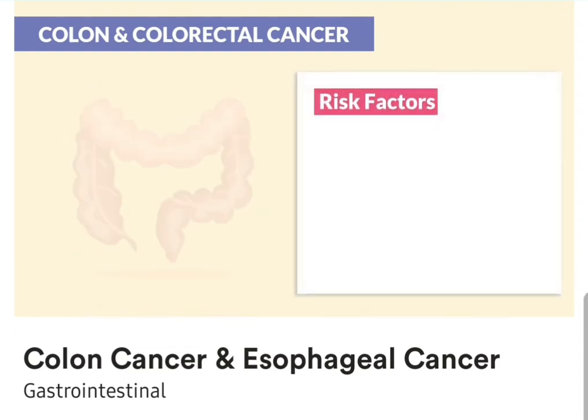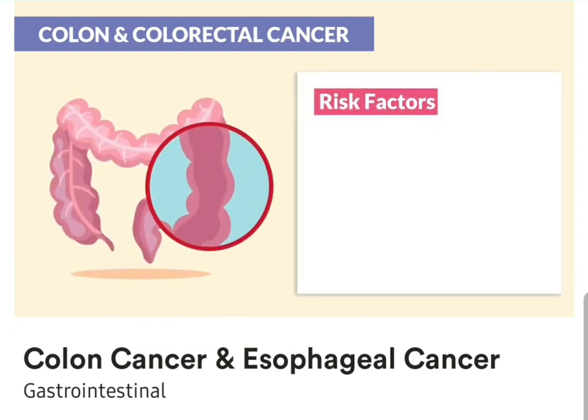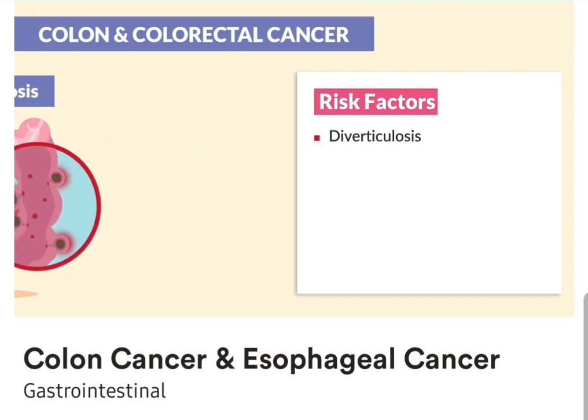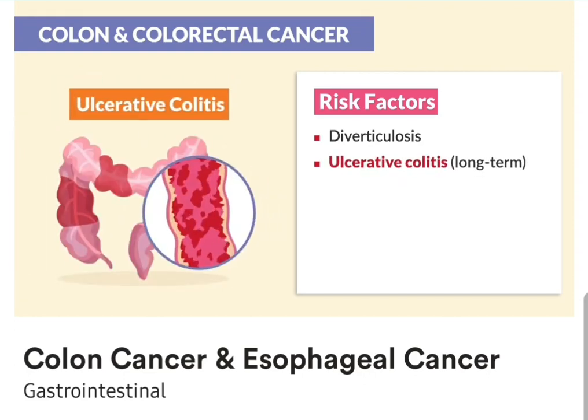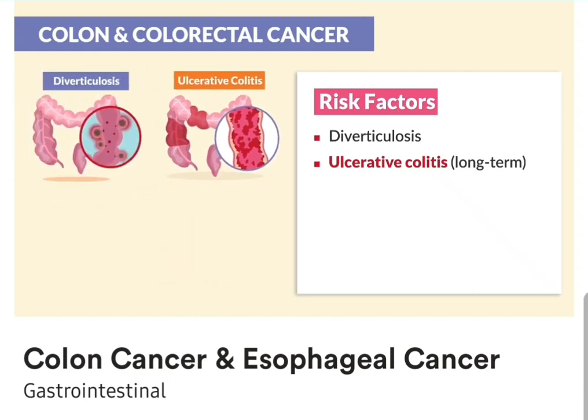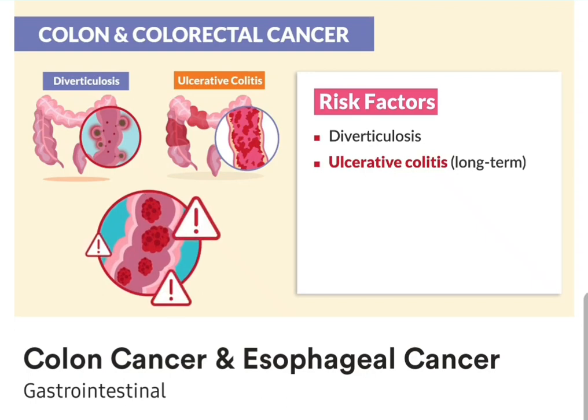So just think anything that causes destruction, just like esophageal cancer with that GERD. So diverticulosis is those little outpouching pockets all over the large intestine, which can lead to flare-ups and inflammation called diverticulitis. Now, ulcerative colitis that is long-term includes open sores all over the large intestine, resulting in bloody stools during flare-ups. Now, these two conditions cause destruction of the large intestine, leading to a high risk for colon cancer.